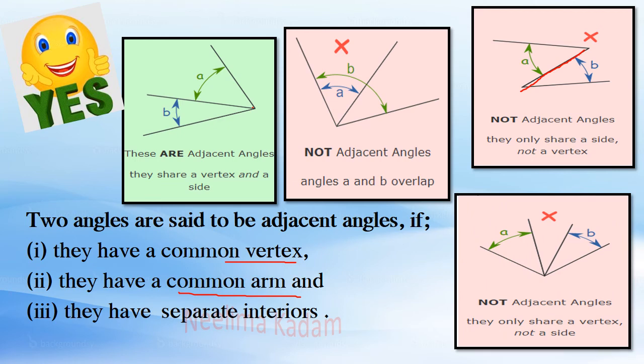Here, they are also not adjacent because, although they share a vertex and their interiors are separate, they are not sharing a common arm.